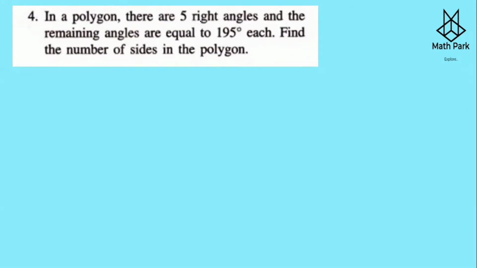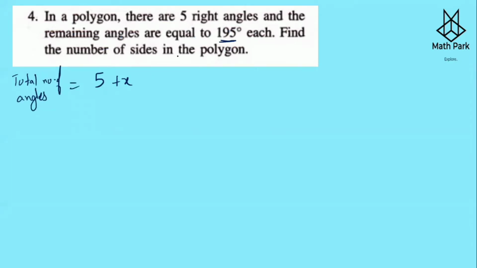So in a polygon, there are 5 right angles, and the remaining angles are equal to 195 degrees each. Let the number of 195 degree angles be x. So the total number of angles is 5 plus x, and this is also equal to the number of sides, which is equal to 5 plus x.